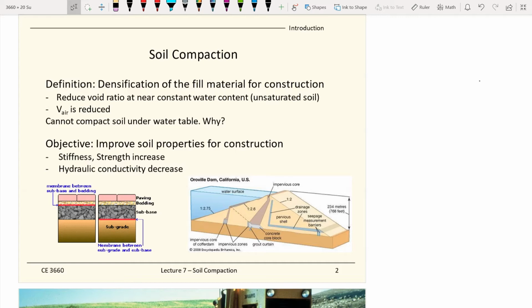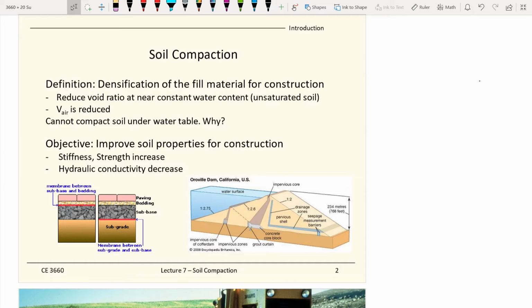The need for that is we try to reduce the void ratio at almost constant water content. So water content is very important. Throughout this lecture, we talk about that. When we talk about compaction, it's all about water, water, and water. Through the compaction process, the volume of air will reduce.